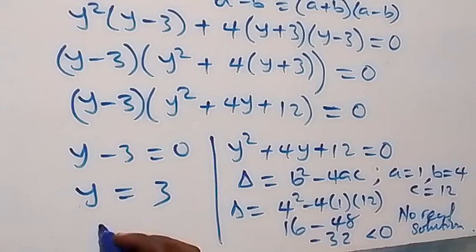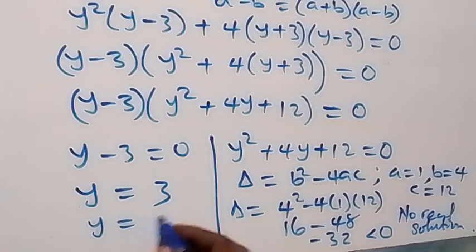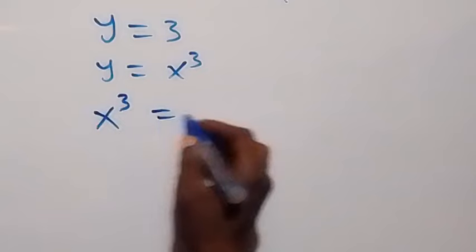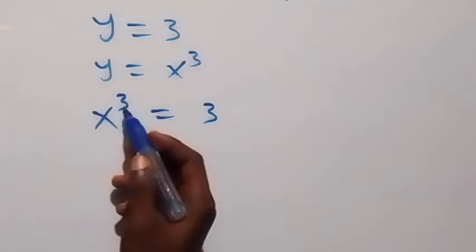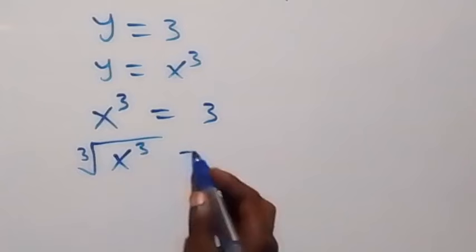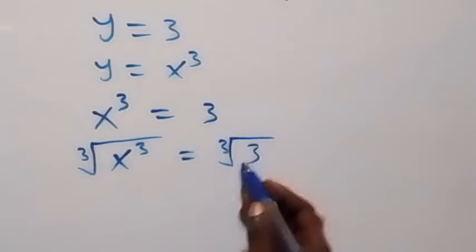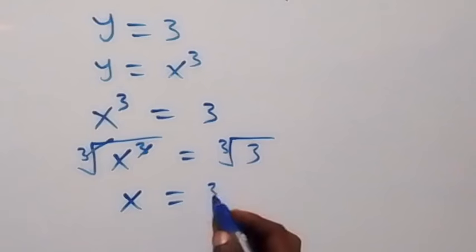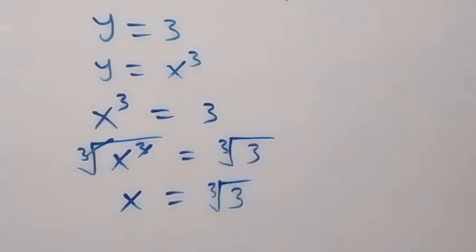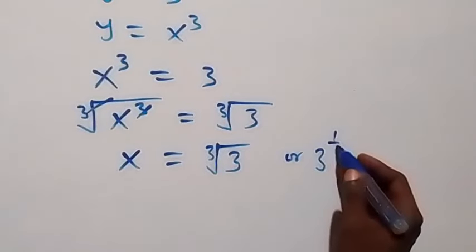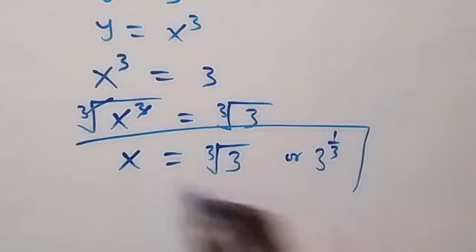Then recall that we let y equals to x raised to power 3. That is, we can equate this and we have x cubed equals to 3. Then to remove this cube here, we can take the cube root on both sides. So we have cube root of x cubed now equals to cube root of 3. Here, cube cancels cube root. Then we have x equals to cube root of 3 from here, which we can also write as 3 raised to power 1 over 3. So here we have the solution to this given problem.